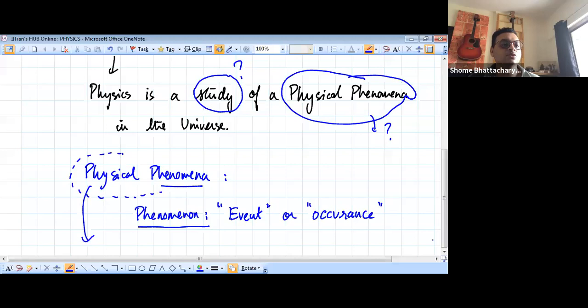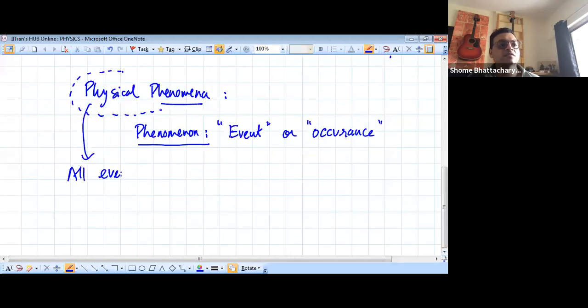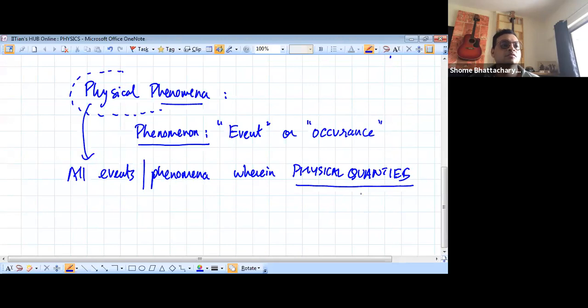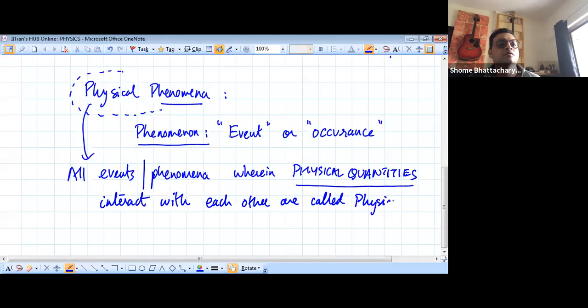So physical word kahan se aata hai yahan pe? So all events, okay, or phenomena, wherein physical quantities interact with each other, are called physical phenomena. Okay. So wherever a set of physical quantities, or at least one physical quantity is interacting with another physical quantity, usko hum kya kehte hain? Physical phenomena kehte hain. So for example, kya ho gaya?